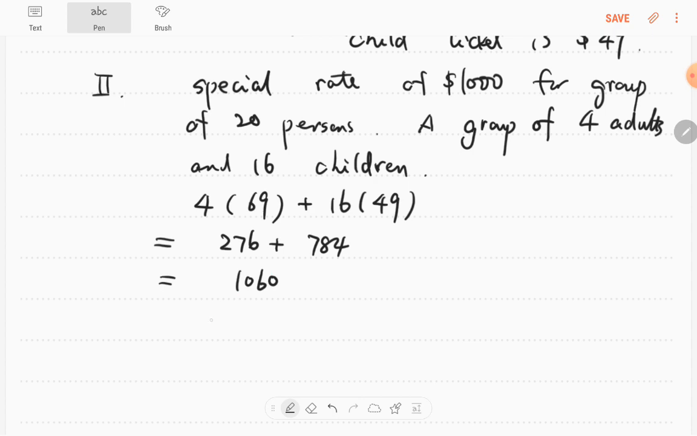Of course, 1,000 is less than $1,060. So if we pick the $1,000 rate, we can actually save $60. So we will use it, because we can save money, right? We will use the special group rate.